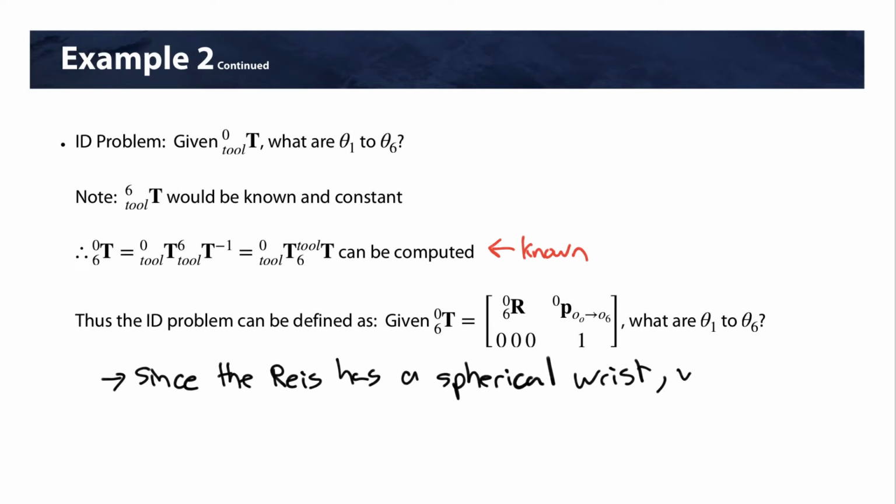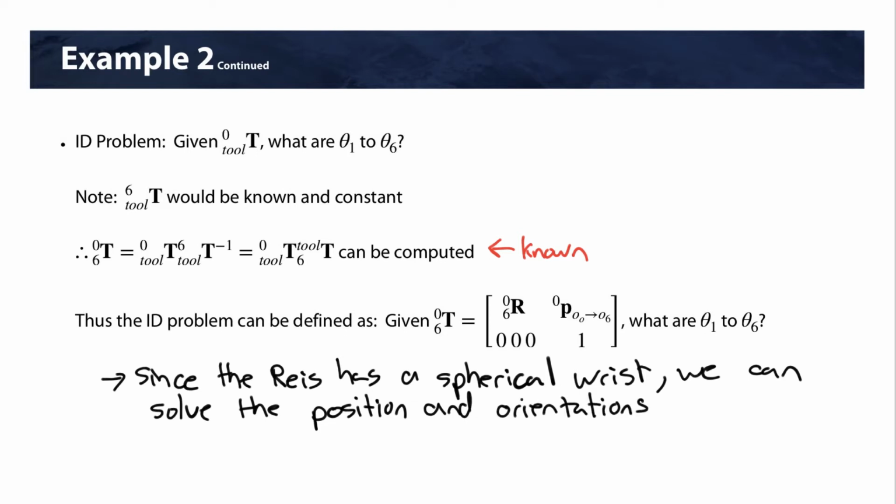So we can solve the position and orientation problems separately. So we're going to use the main arm joints to position our end effector, and then we'll use the wrist joints to achieve the orientation we want. Okay, so this makes our life a lot easier. So instead of trying to solve for 6 joints at once, we're only going to have to solve for 3 joints. So let's look at how we can do this.